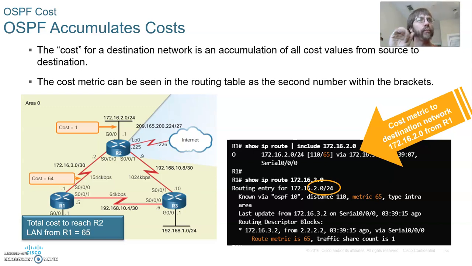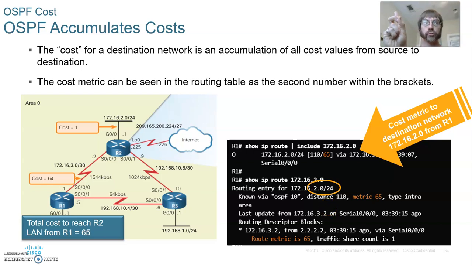So show IP route 172.16.2.0, you'll see using OSPF 10 with a distance of 110 and a metric of 65. It's an intra-area route, so far so good. You'll see its update, you'll see its routing descriptor block, etc. It's a very useful thing to have in your back pocket. If you're trying to check how the router is deciding how to route to a specific interface, you can actually tell it to do just that, rather than trying to read the routing table.